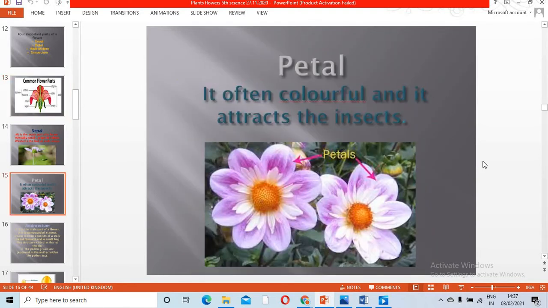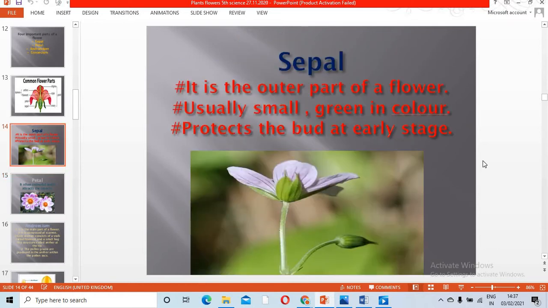The next slide shows sepals. Now what are sepals? In the slide this picture is very clear. The green parts that you see down there are the sepals. It is the outermost part of a flower, usually small and green in color. It protects the bud at an early stage. This is the function of the sepals.